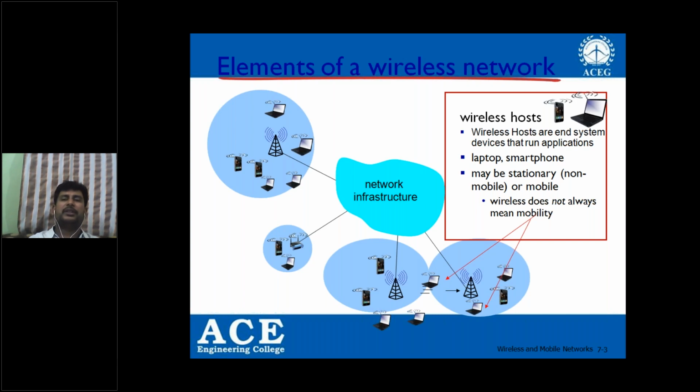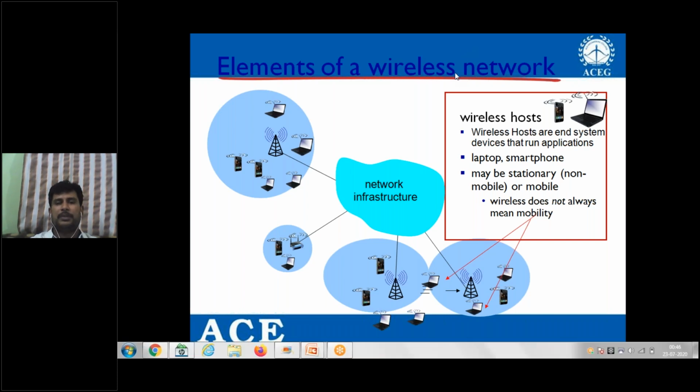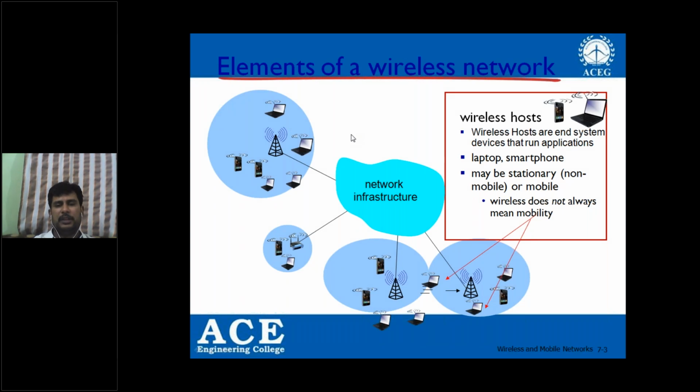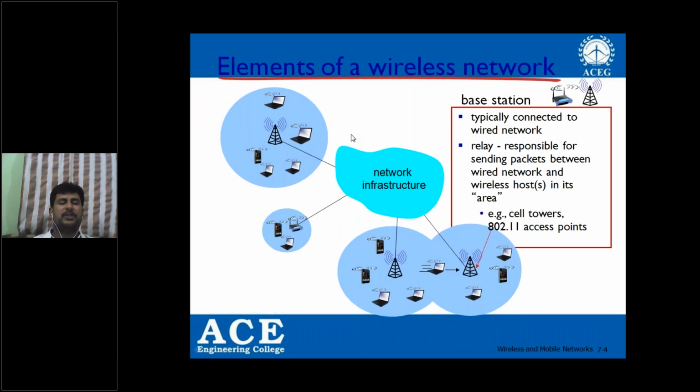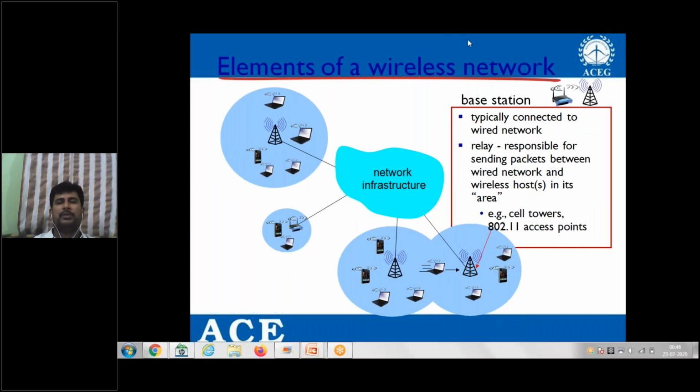So this tries to connect to the network without the use of wires. And then the examples of wireless hosts can be a laptop, smartphones, and they may be fixed, that is called stationary, or they may be mobile in nature. Okay, clear? So this is how the various devices which you have been shown are indicating the wireless host. Okay, the next element in your wireless networks is the base stations which are trying to connect this wireless host to the network.